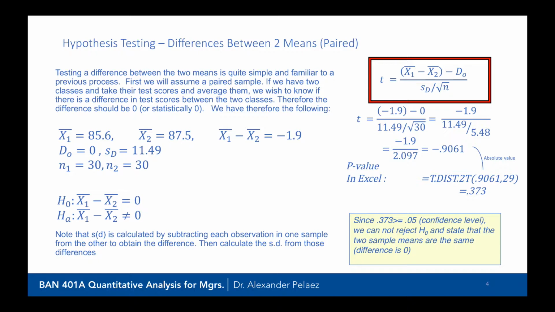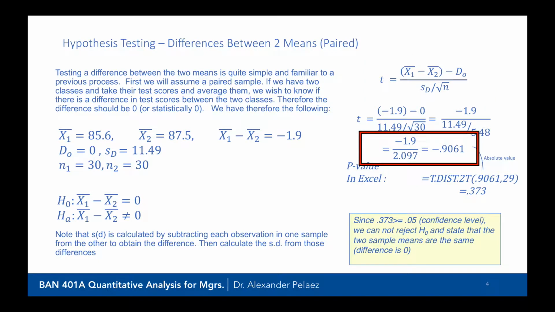So the formula that we have is our t-statistic is going to be the difference between the two sample means minus that D0. Now remember, if D0 is 0, then the numerator would just be the mean of x1 minus the mean of x2, all over the standard deviation divided by the square root of n. When we do this, we end up with a value of negative 0.9061.